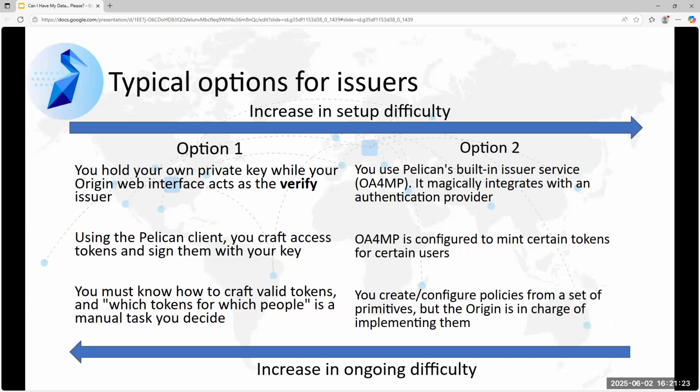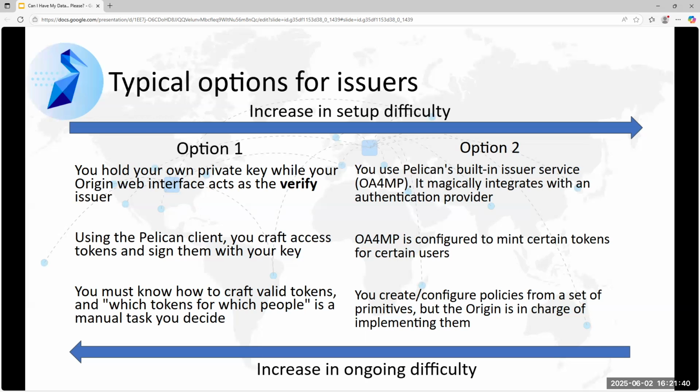The nice thing about this, though, is again, you get to keep all your secrets. You don't have to share them with anybody. But it also means you're responsible for manually implementing the policy decisions for your origin. At the time of token creation, you're deciding who gets to do what with what data.